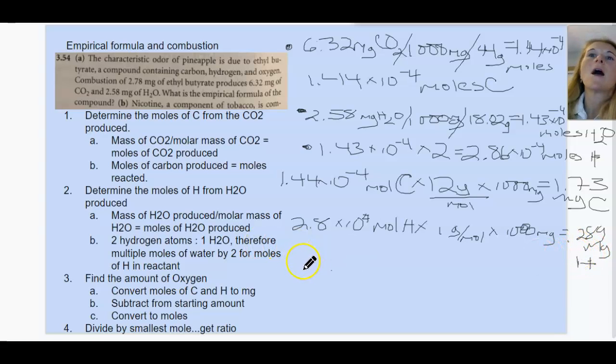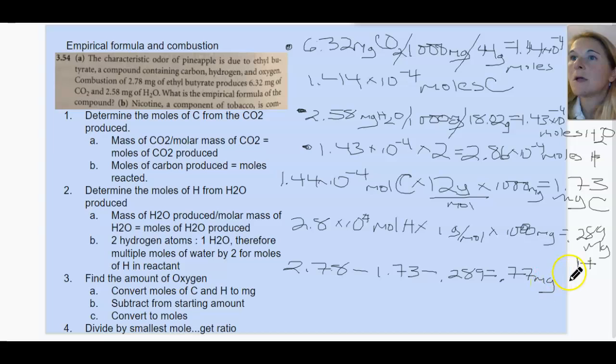All right, so we go back to our original amount. Where is it? Combustion of 2.78. So 2.78 minus 1.73 milligrams of carbon minus 0.289 milligrams of hydrogen gives us 0.77 milligrams of oxygen. Well, now we want to know how many moles of oxygen that is.